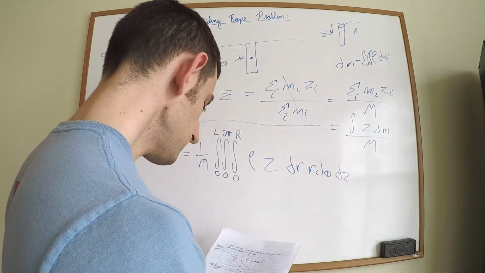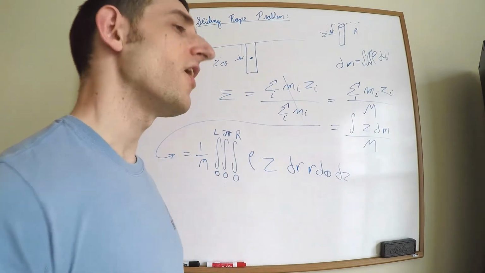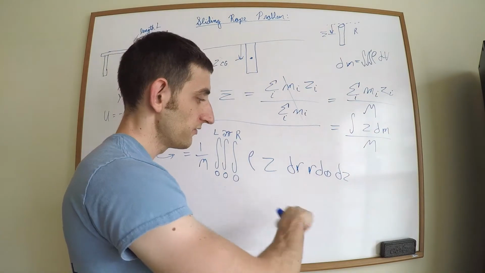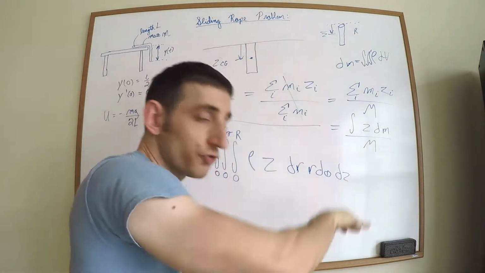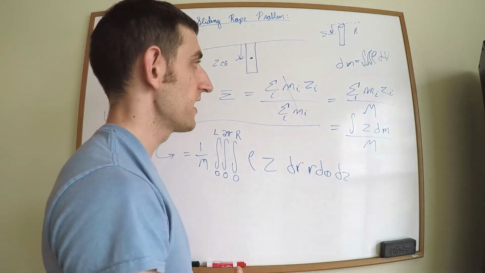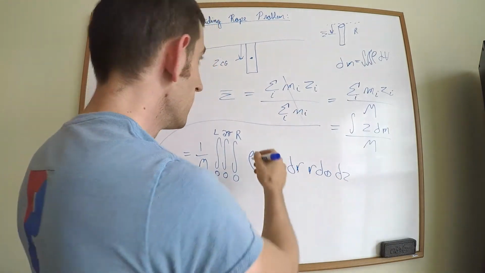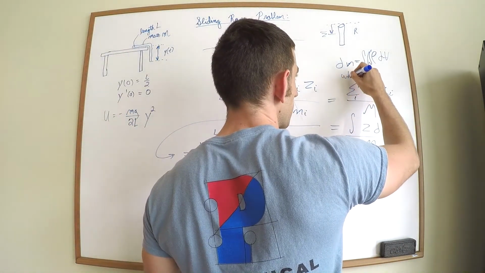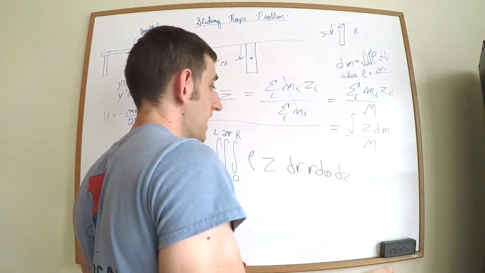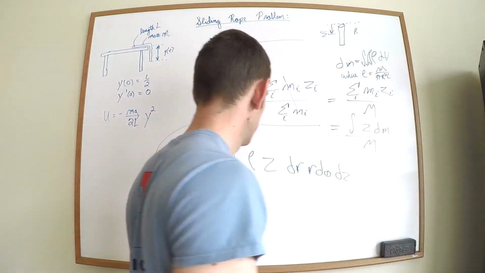So what we need to do is figure out what this is. Well, we know the volume of a cylinder: that's pi r squared, the area of the circle on top, times L. So we're taking the area and distributing it along the length, sweeping it through. That gives us our volume. So this guy is sort of like the total mass divided by the volume, which is pi r squared times L.